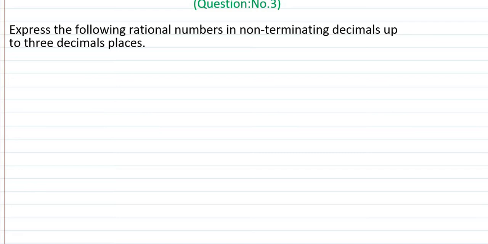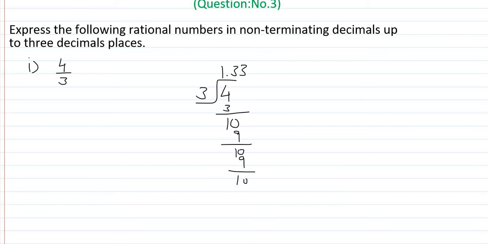So part number 1 is 4 by 3. When we divide 4 by 3, here we get 3 ones are 3, remaining will be 1. We place the point here, due to the point, we place 10. 3 threes are 9, here we get 1. Again point, due to the point, we place 0. 3 threes are 9, again here we get 10. 3 threes are 9, and this is not terminating because it is not ending. So the answer of 4 over 3 is 1.333, and that is non-terminating.